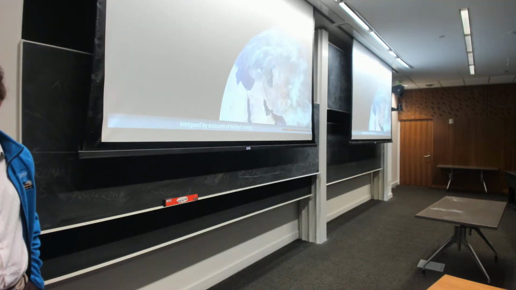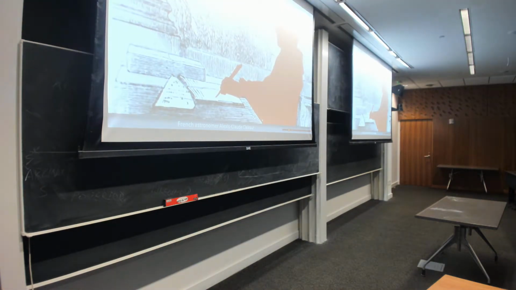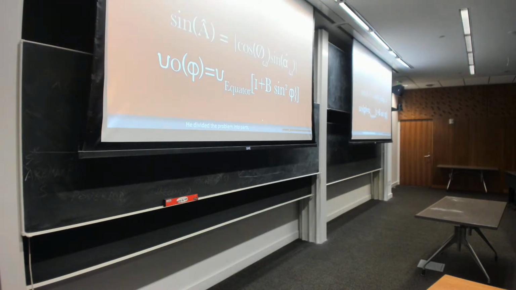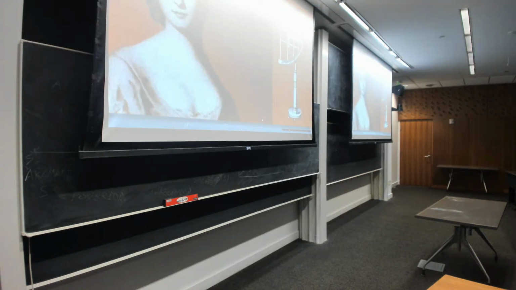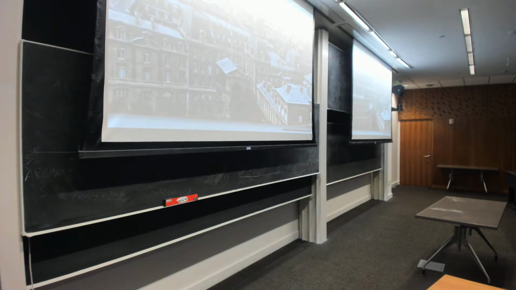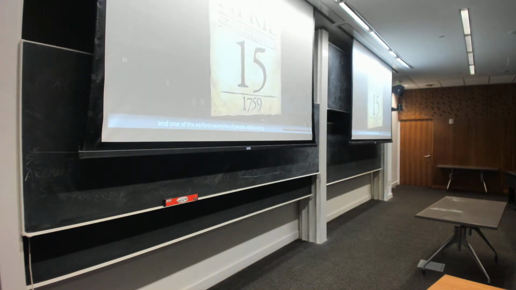Intrigued by accounts of Halley's Comet, French astronomer Alexis Claude Clairaut set out to compute the date of its return. He divided the problem into parts, and with the help of two colleagues, rushed to complete the calculation before the comet's return. The result was surprisingly accurate for its day, and one of the earliest examples of people collaborating to perform complex computations.